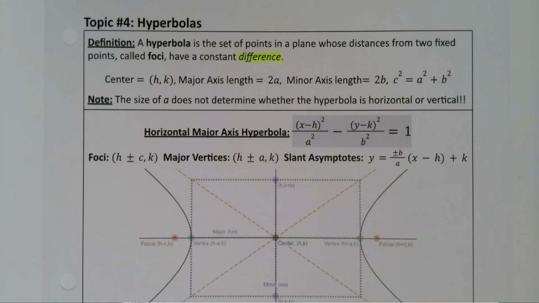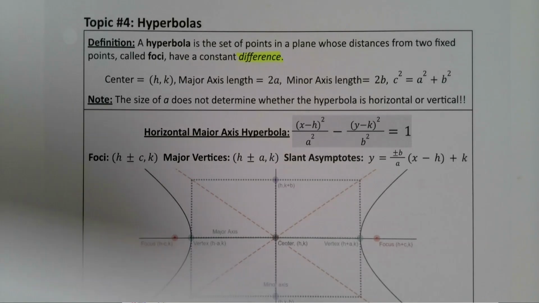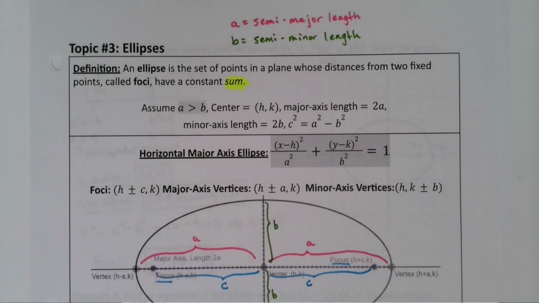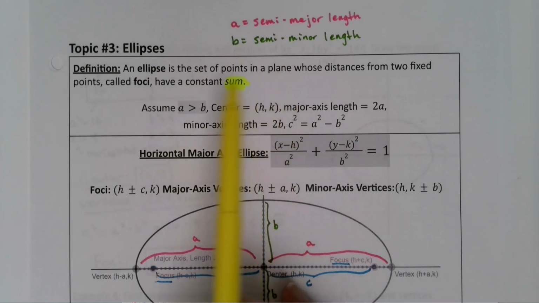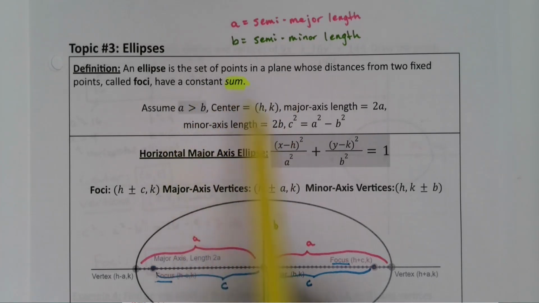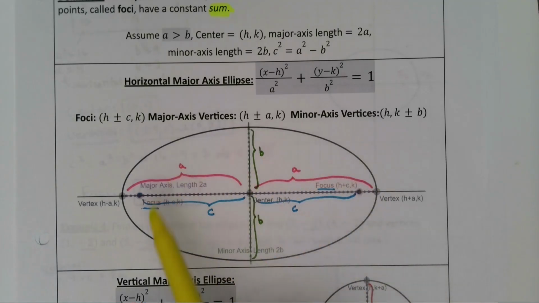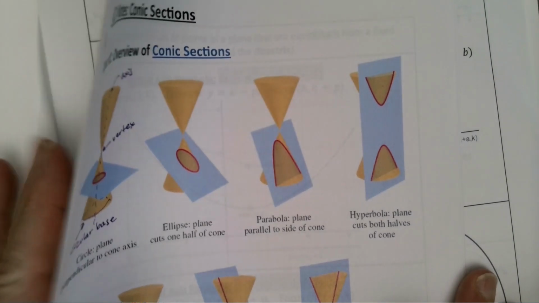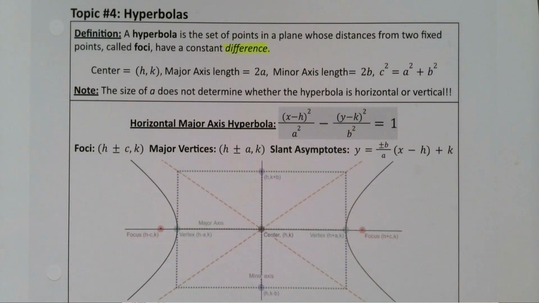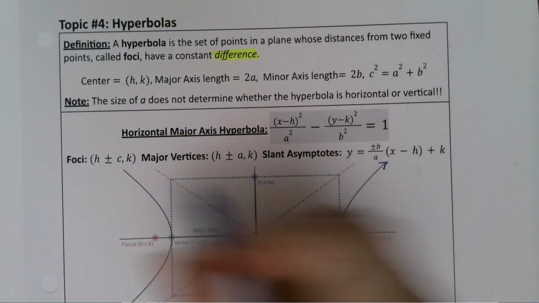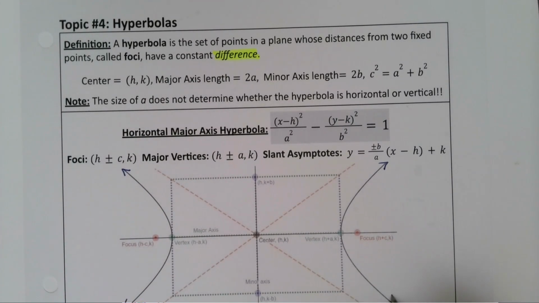A hyperbola is the set of points in a plane whose distances from two fixed points, called the foci, sound familiar, have a constant difference. Why does that sound familiar? Because it's almost identical to our definition of an ellipse. But in an ellipse, the fixed points have a constant sum, so that keeps them fixed and around this orbit of the center. But in hyperbolas, it's the difference that's always the same, and therefore they go shooting off towards infinity. So even though I didn't draw them in here, just like with the parabolas, there's little arrows going this way.